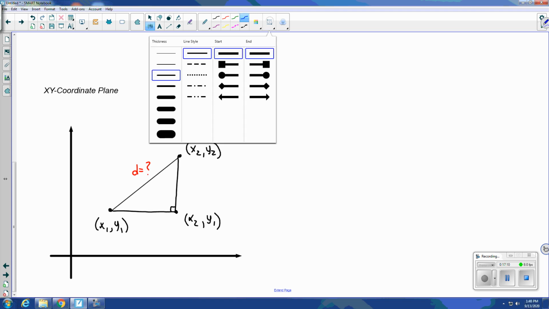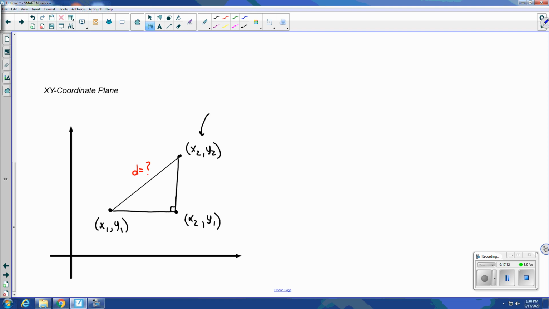So let's establish how we calculate the horizontal distance, or the horizontal leg that I have just drawn. The horizontal leg is going to be found by calculating the distance between the x components. So this will be x2 minus x1, or x1 minus x2. The vertical component will be found by calculating the distance between y2 and y1. So we can do y2 minus y1, or y1 minus y2.